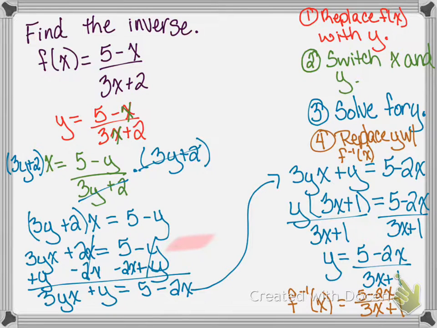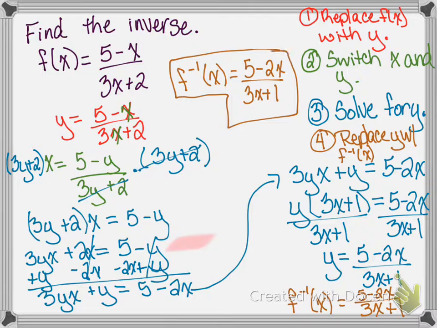Let me write that up here because it's on top of the words. f inverse of x equals 5 minus 2x over 3x plus 1. So this is my inverse right here. We know what the graph looks like. Now we need to find our domain and our range.